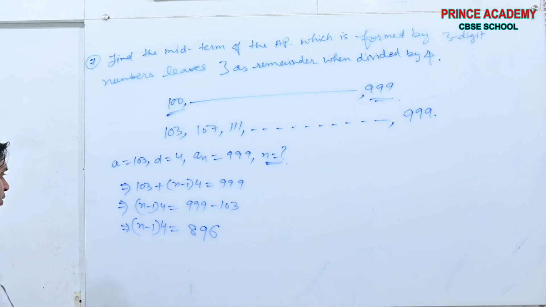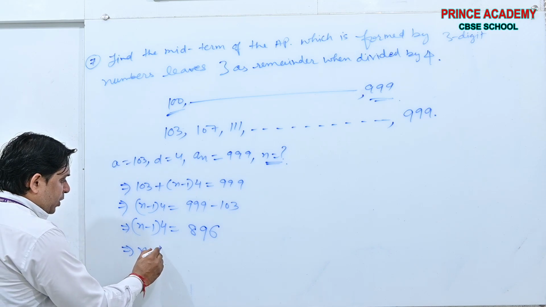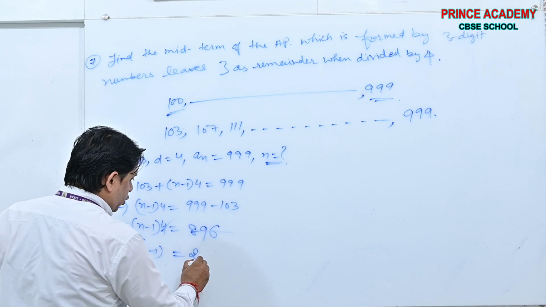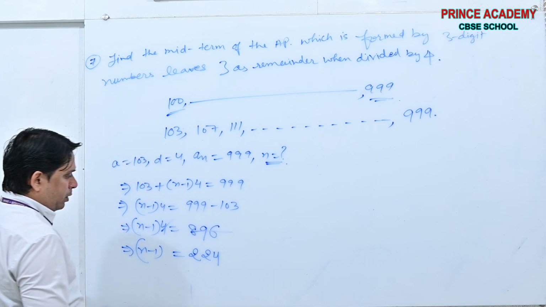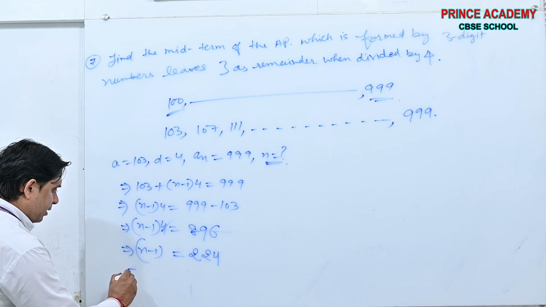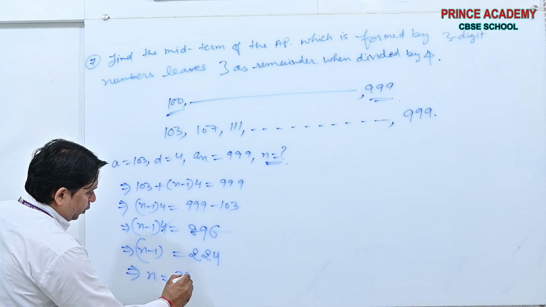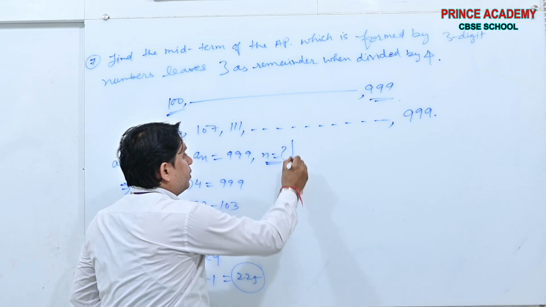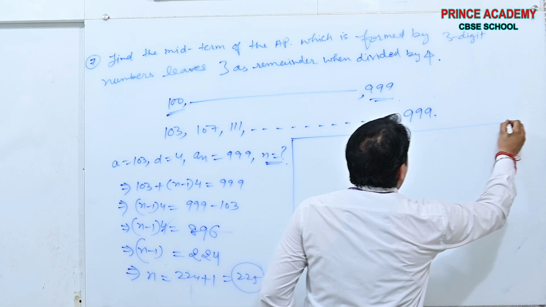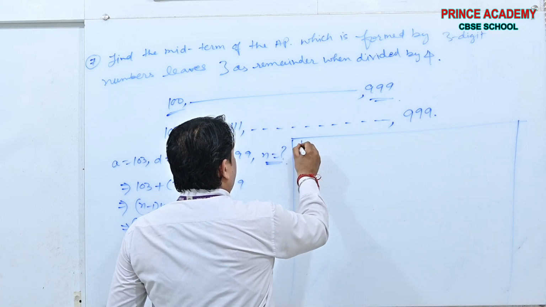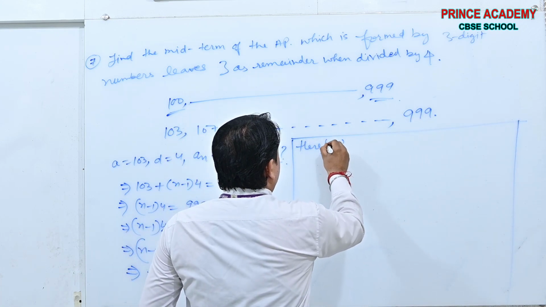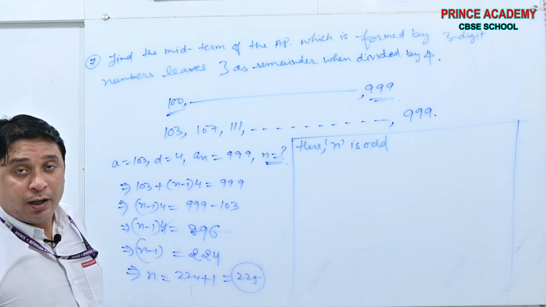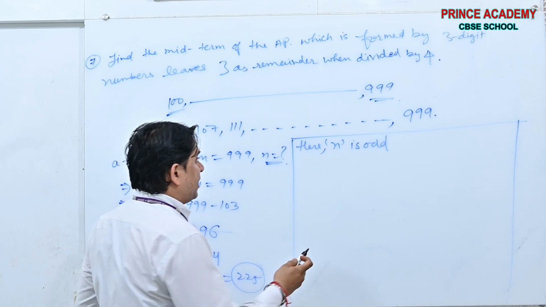See beta, now (n minus 1), 4 will cancel with this, 2, 2, 4. From here you will get n equal to 24 plus 1, that is 25. Yes or no? Now see beta, here n is odd, yes or no? n is odd. Therefore, what will be the middle term?